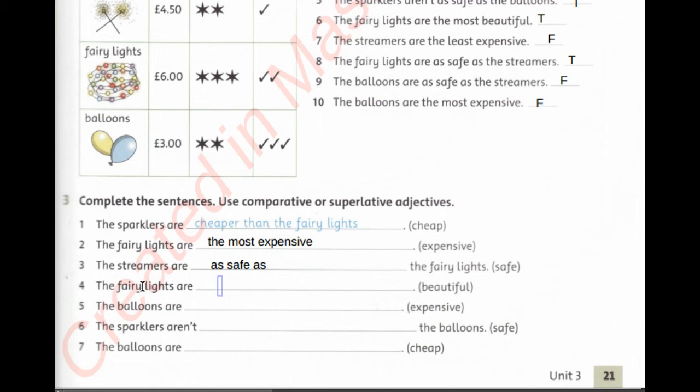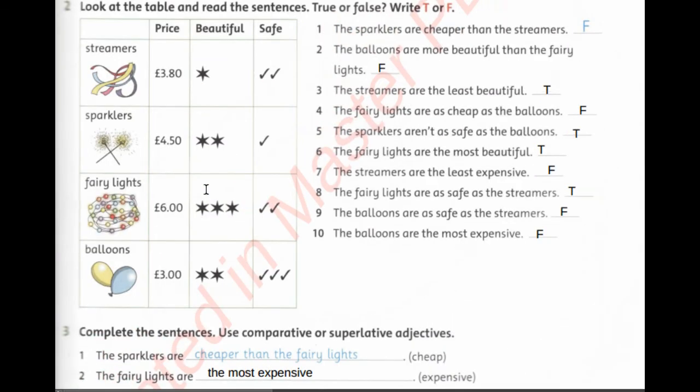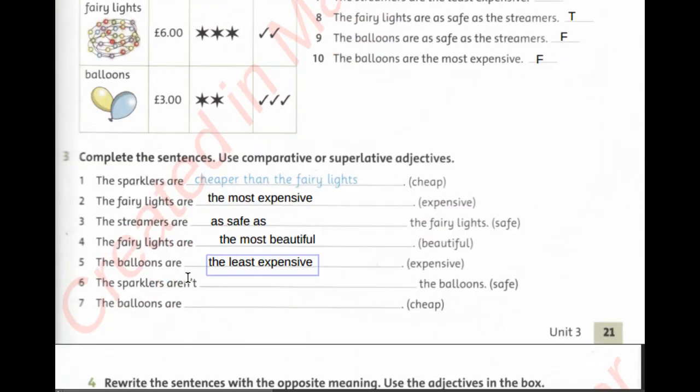The fairy lights are what we have here, the most. The fairy lights are the most beautiful. And then we have the balloons are expensive. The balloons are the least expensive, because they are the cheapest.